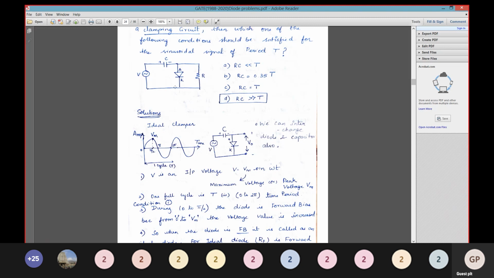Okay, so for a particular instant of time, that is when we get the range 0 to pi by 2, your diode is forward biased. Okay, so when the diode is forward biased, it acts as a closed switch, right? So what happens to this capacitor? The capacitor begins to charge.